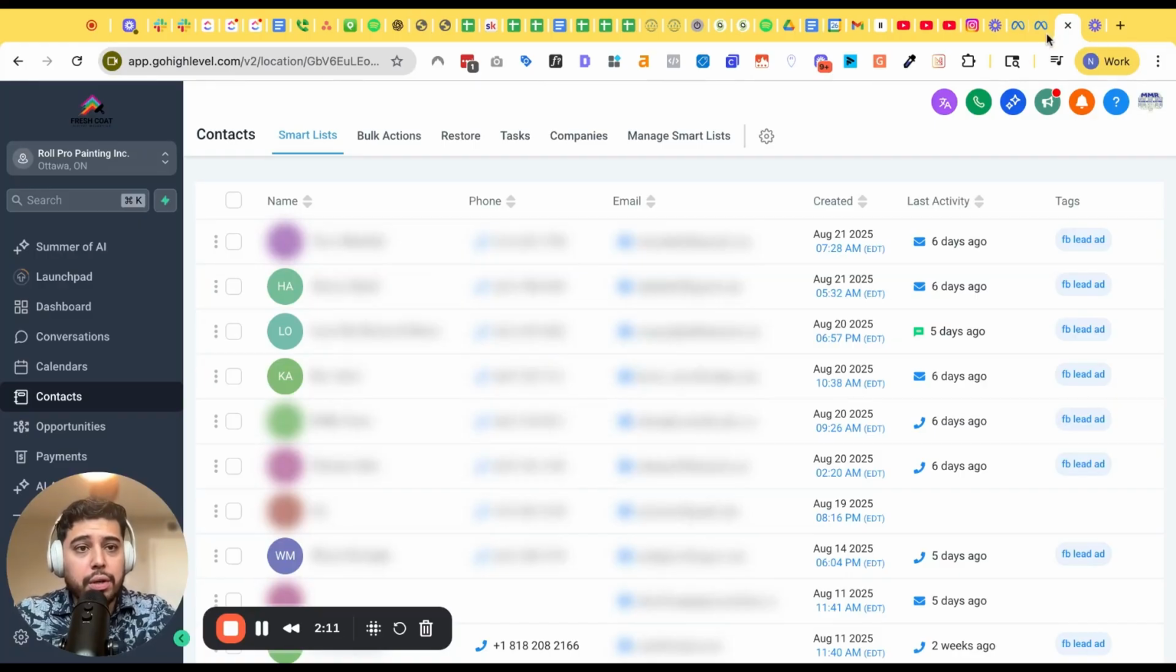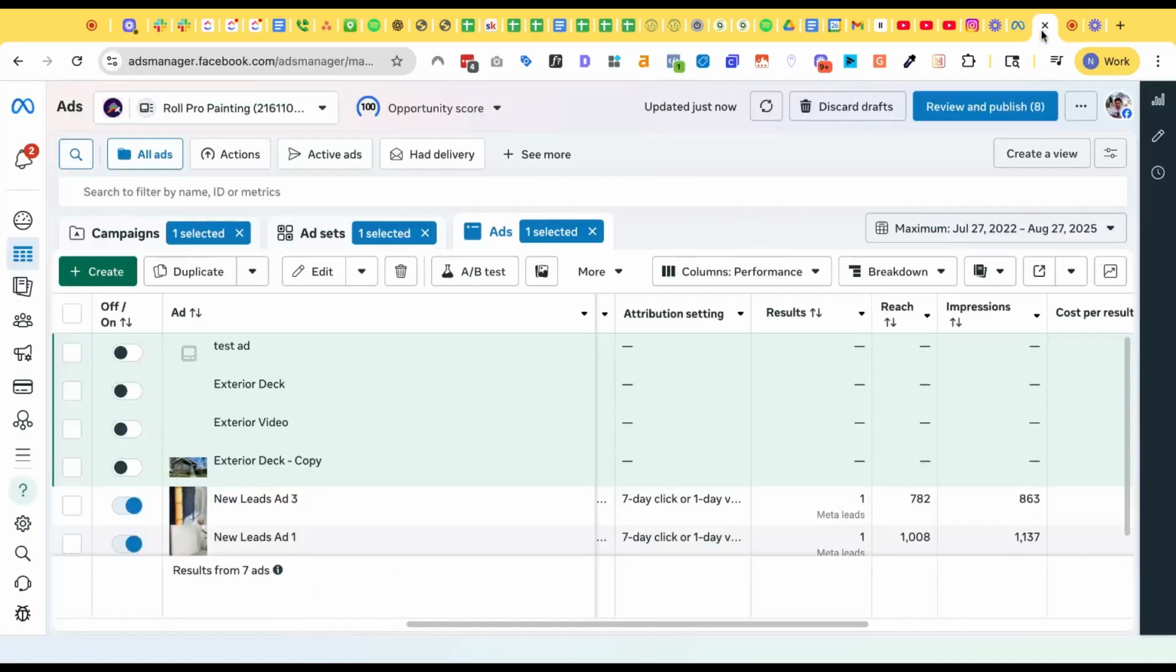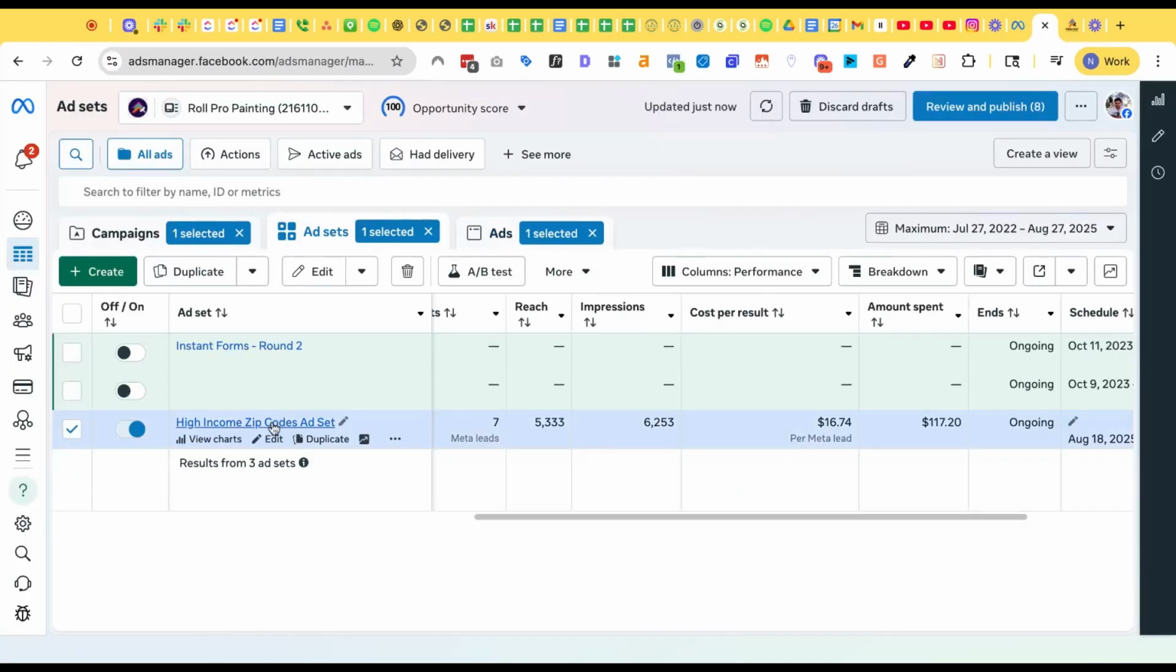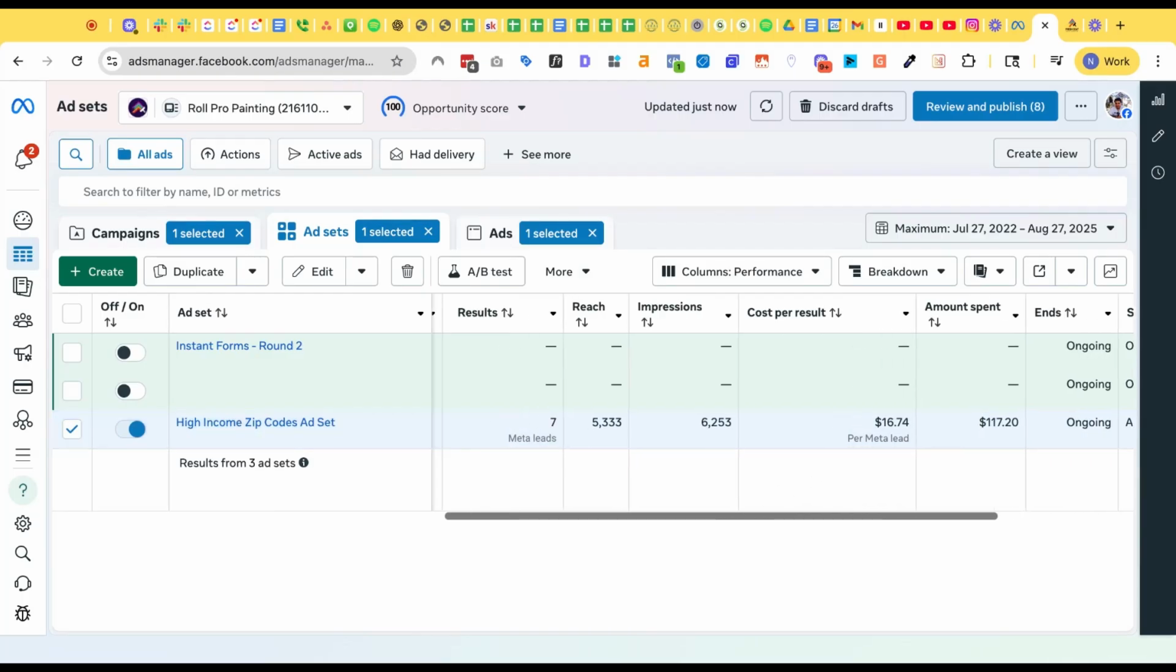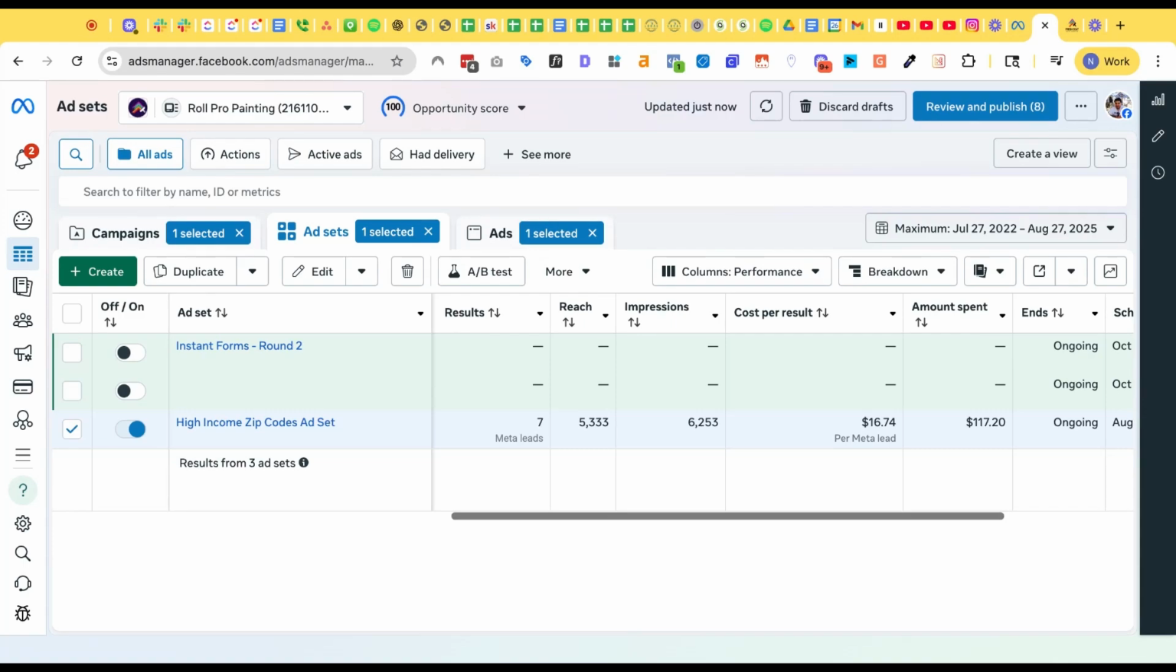Now, the other thing I want to show you is the Facebook campaign. So let's go to the ad set here. This is the ad set that we're using. It's kind of a secret sauce, so I won't go into the super details of that, but we generated 7 leads here at $16.74 cost per lead, spending just shy of $120. So this is the power of Facebook. I want to show you this case study to show you that this is very possible.